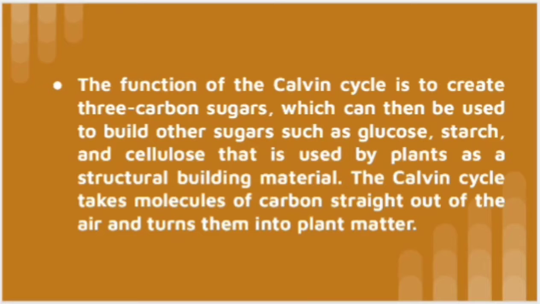Now, the functions. The function of the Calvin cycle is to create 3 carbon sugars which can then be used to build other sugars such as glucose, starch and cellulose, which is used by plants as a structural building material. The Calvin cycle takes molecules of carbon straight out of the air and turns them into plant matter.